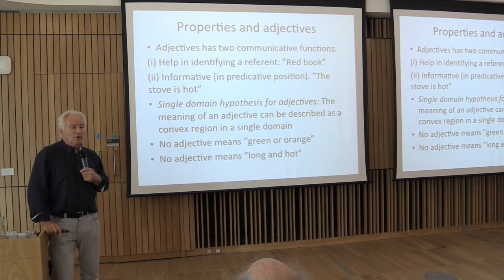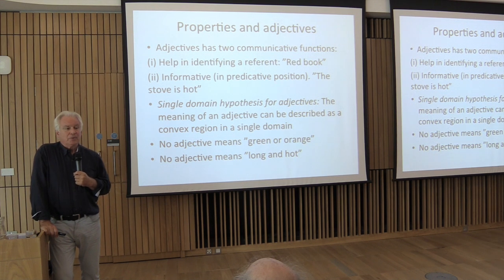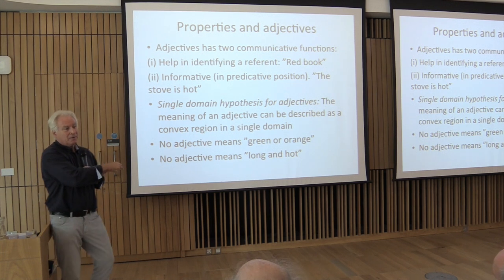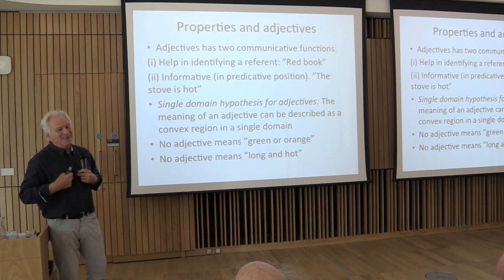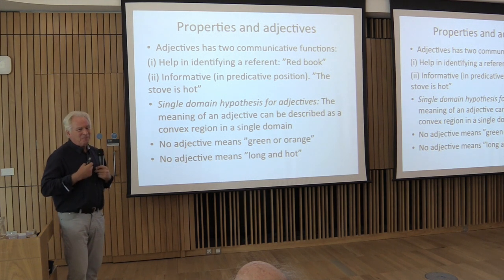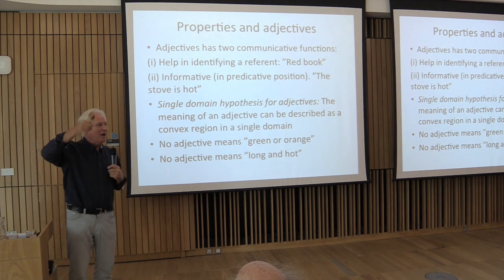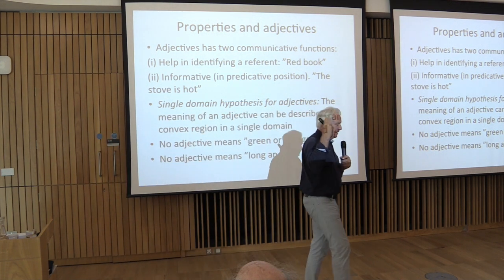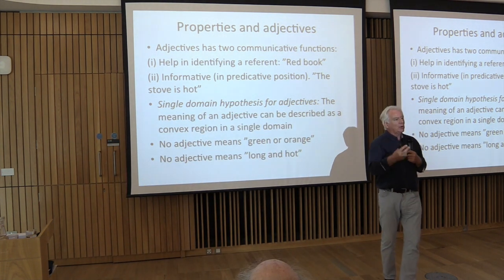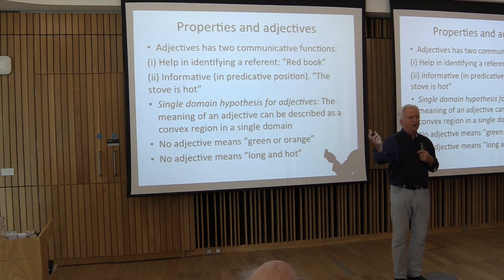No adjective means long and hot, because there are different domains. So this is an empirical claim. It's a very strong empirical claim. I don't even believe it's true, but it's true enough that we somehow pick up that if something functions as an adjective in our language, we know that it only refers to one domain, and then we have to figure out whether it's the color domain or the size domain, when we're learning the language as a child.